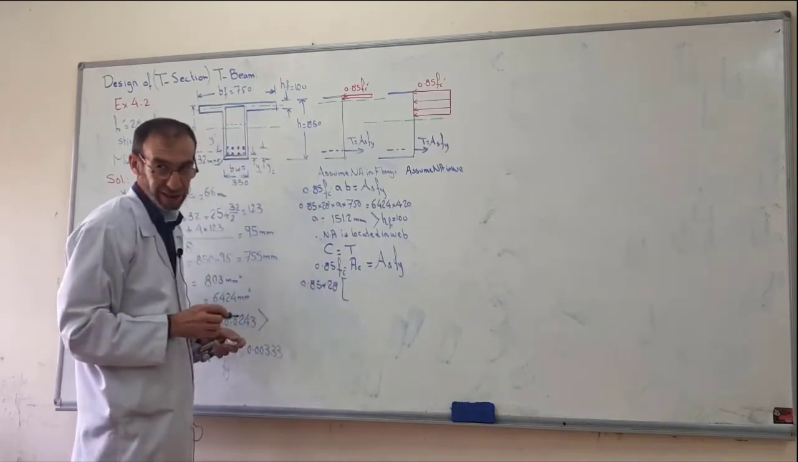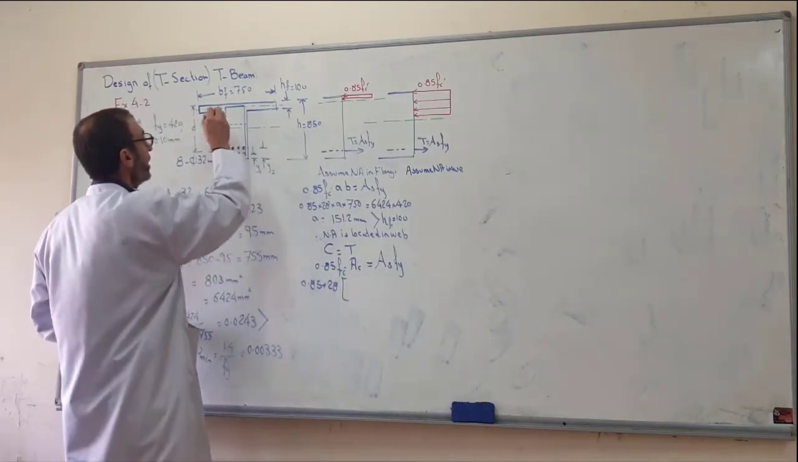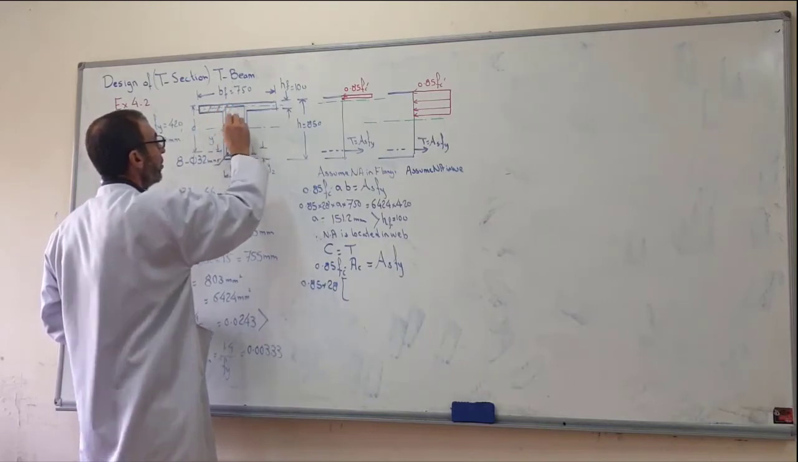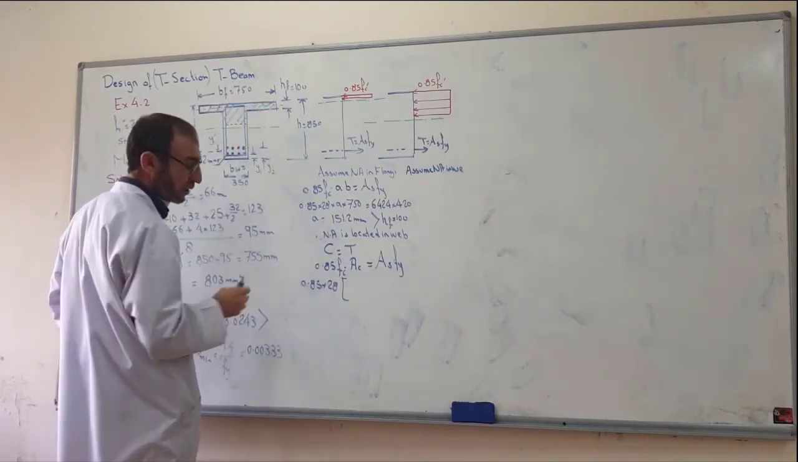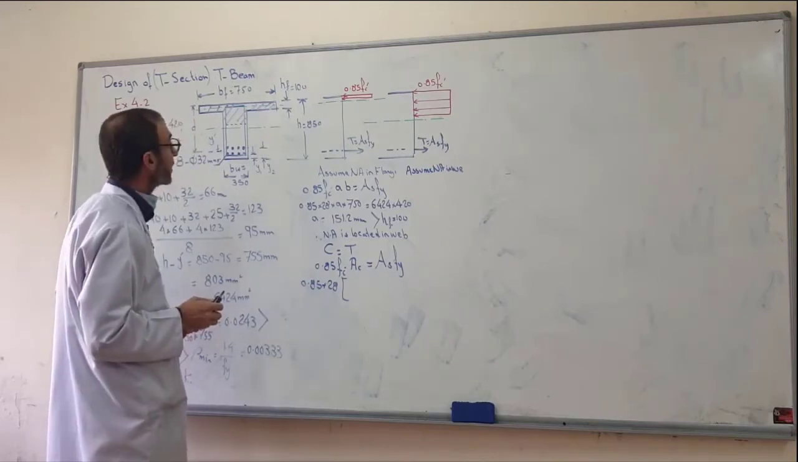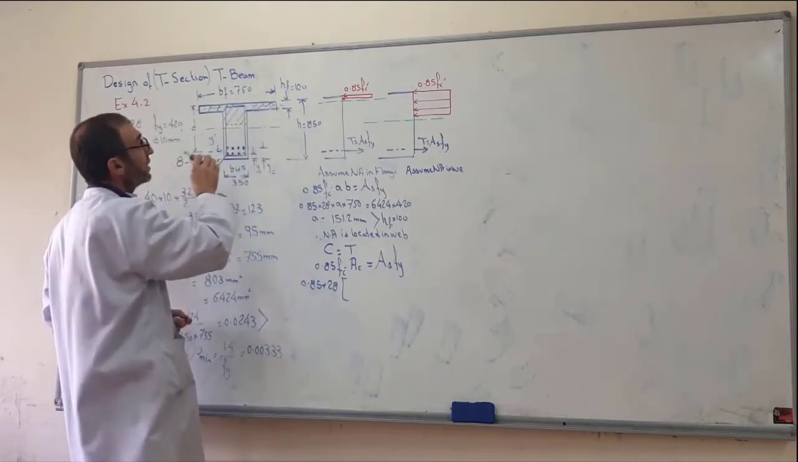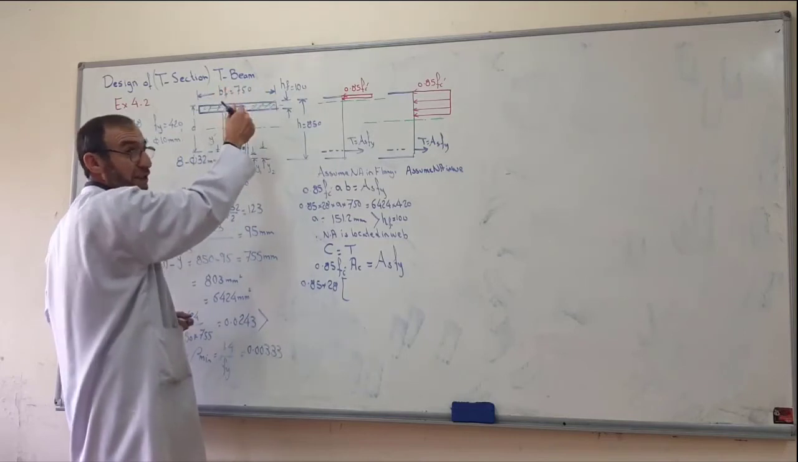Area of concrete. This is area of concrete for this assumption. Assume for this the neutral axis. Area of concrete. Simply take the figure symbol.